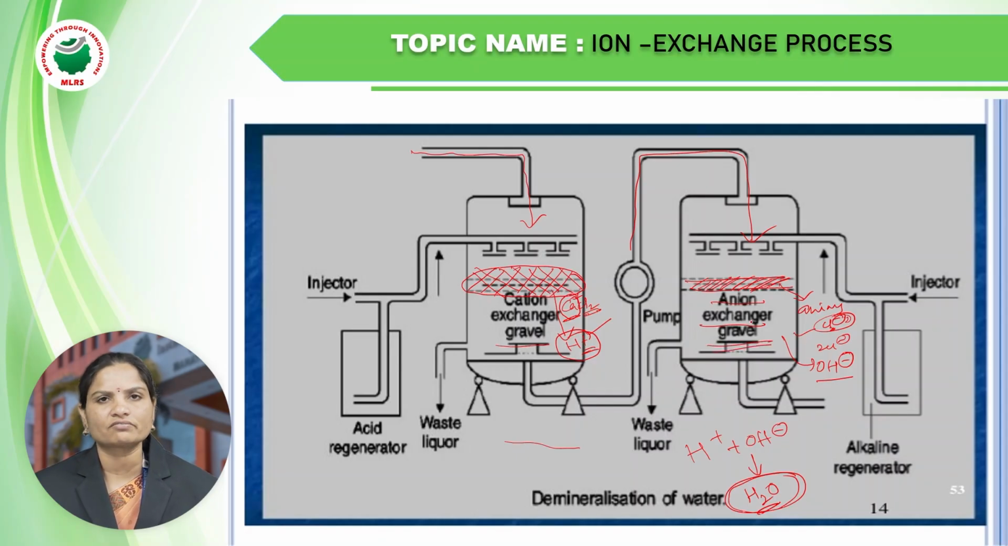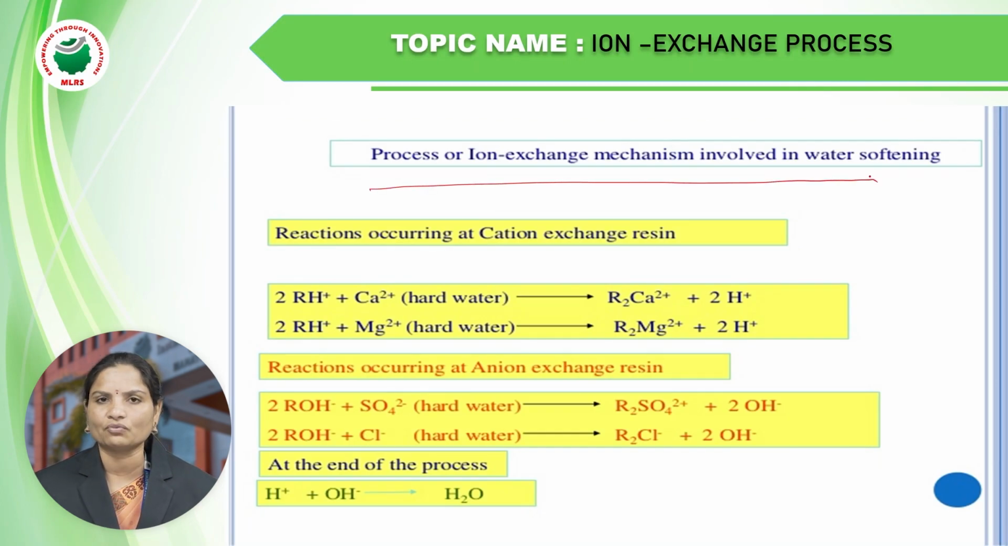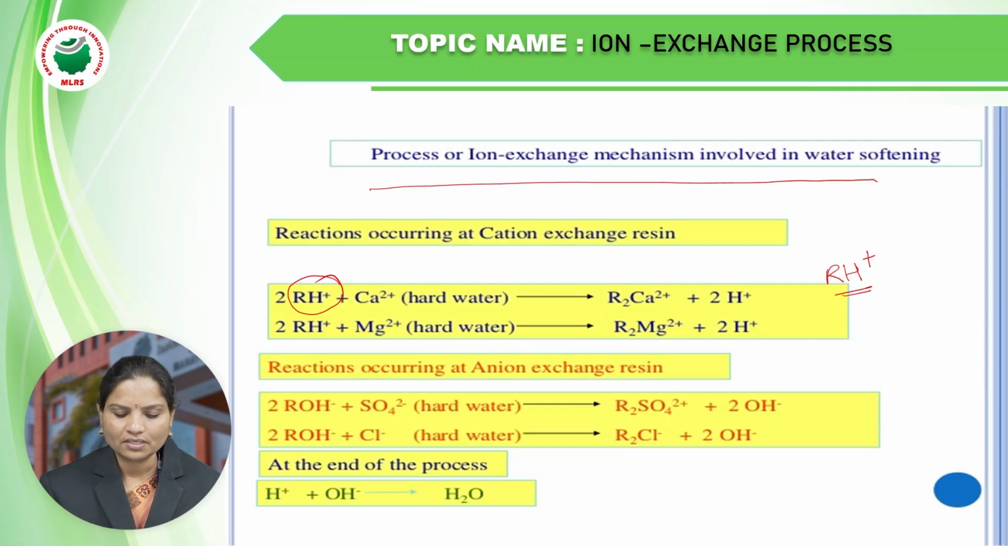So what type of reactions take place when we use hard water in this ion exchange process? We observe this. What reactions or mechanism are involved in the water softening process? First, the cation exchange chamber. This cation exchange resin is also known as RH plus. This RH plus cation exchange resin interacts with the calcium ions to form R2 Ca 2 plus, releasing H plus ions.